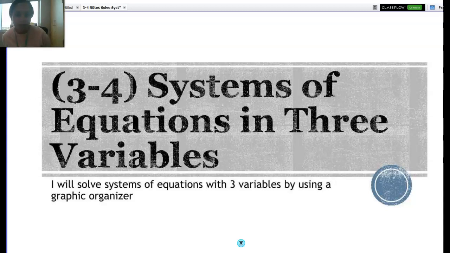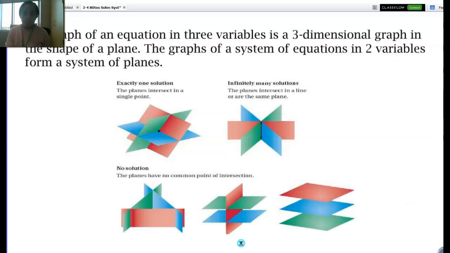Hi guys, today we're going to talk about section 3-4, solving systems of equations in three variables. And today you're going to use a graphic organizer to solve systems with three variables. All right, buckle up, let's get started.